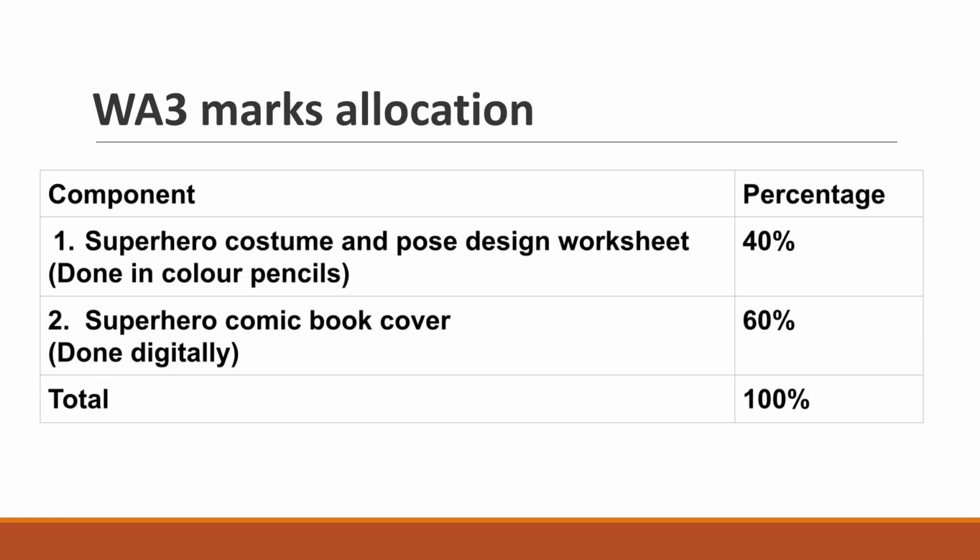So WA3 mark allocation, 40% will be your worksheet, which is the superhero and its costume and also a pose, done in color pencil. That'll be 40%, and 60% is a superhero comic book cover, which will be done digitally.